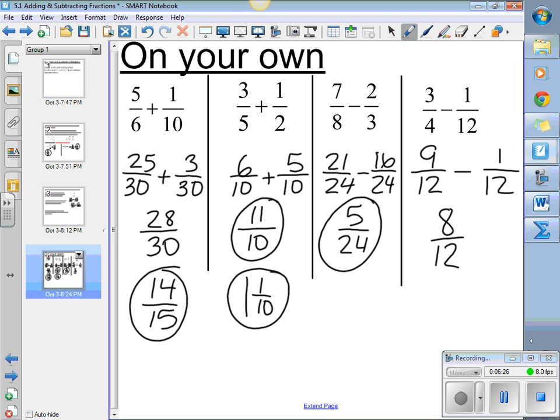You were told to always simplify on the second slide. So 8/12, those have a common factor of 4. So if I divide both of those by 4, I get 2/3.